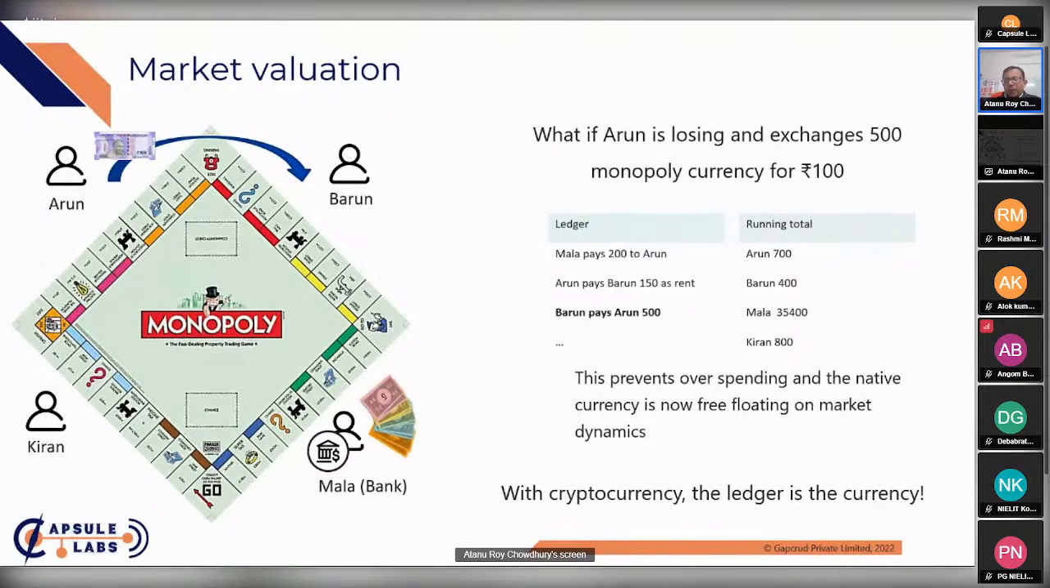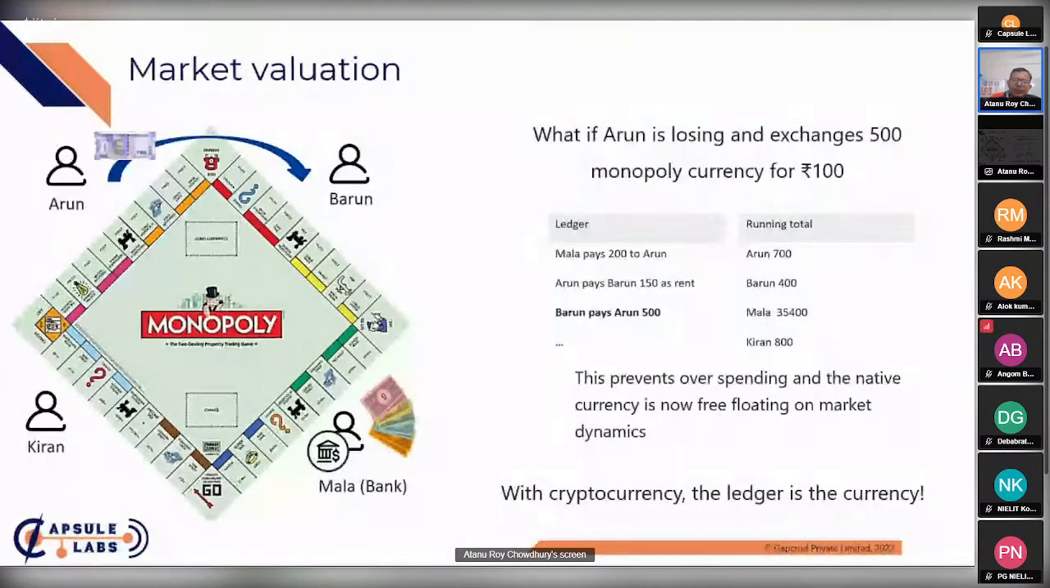Now, in the game, if we go back to the game itself, it's a game which is played with native currency, with monopoly money, right? But at any point, if Arun is running low on monopoly money, what is there to prevent him from making an offer to Borun saying that I'm going to give you 100 rupees if you give me 500 monopoly currency, right? There's nothing really that can stop him from making that transaction, right?